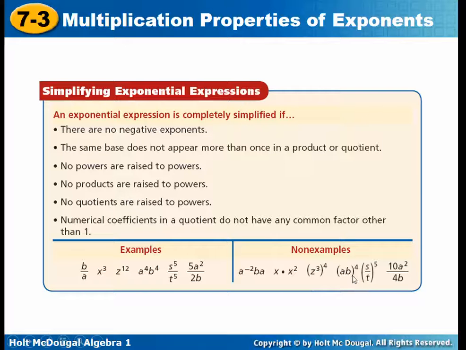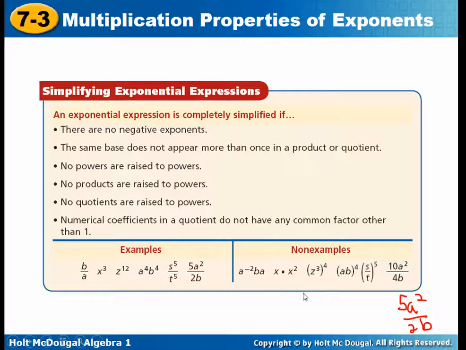The next one, ab, all raised to the 4th. That's a product raised to a power. And then this next one is s over t, to the 5th. That's no quotients are raised to powers. And then finally, 10a squared over 4b. Both the 10 and the 4 are divisible by 2. So that could be simplified to 5a squared over 2b.